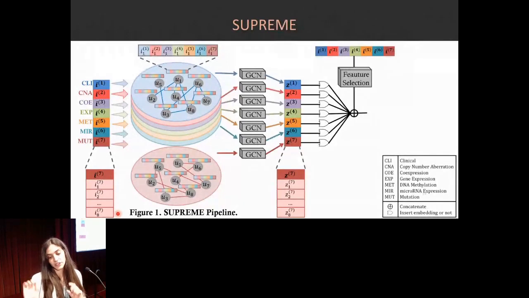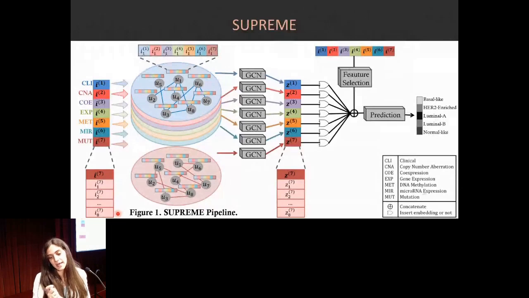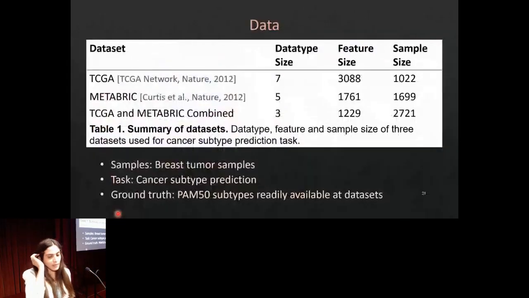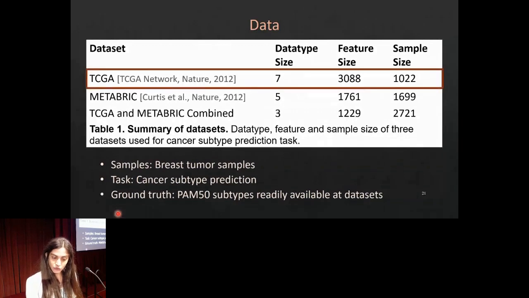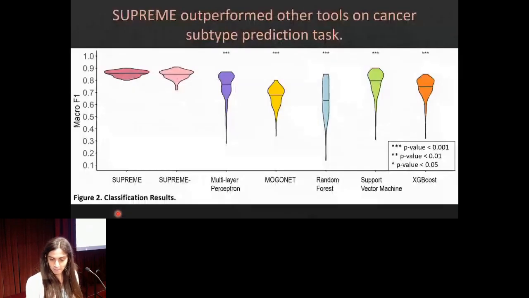After that, for each combination, we are doing predictions. We are predicting cancer subtypes, and we are feeding them into a multi-layer perceptron. We applied Supreme to breast cancer datasets from TCGA and METABRIC separately, and also we combined them. We are doing a cancer subtype prediction task, and the gold standard has 5 subtypes. And I will show just the results on TCGA.